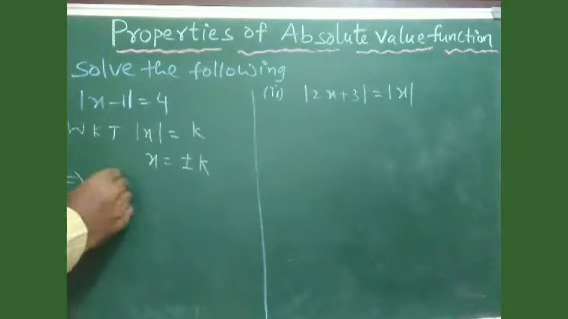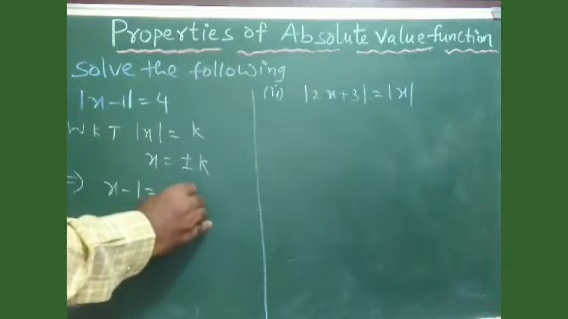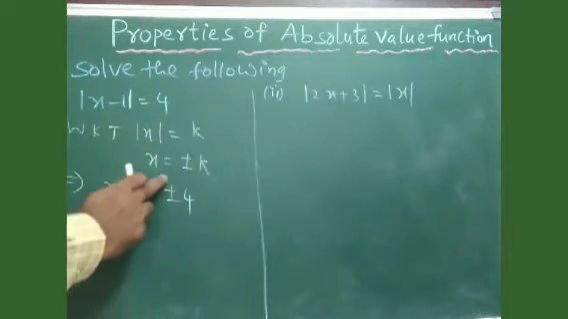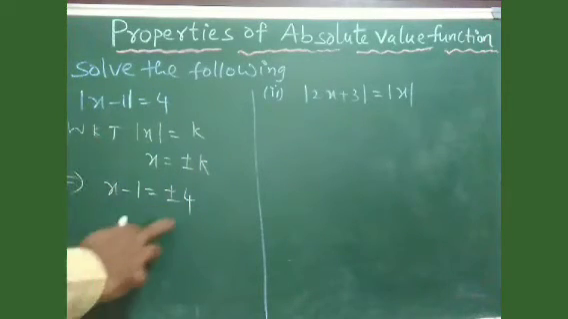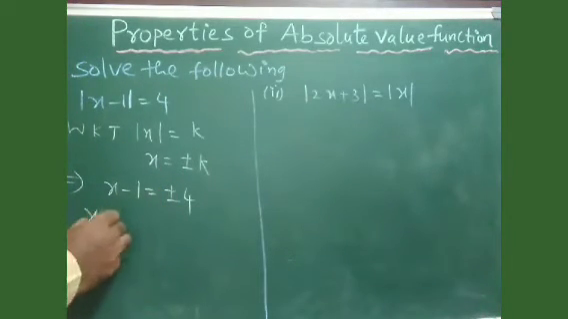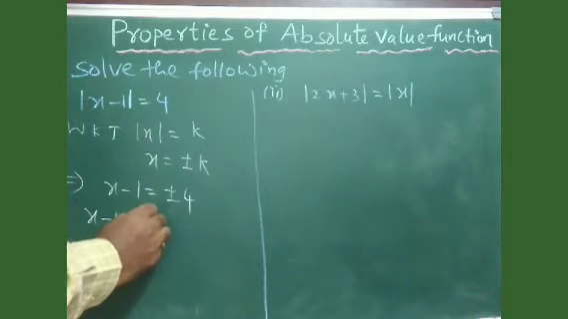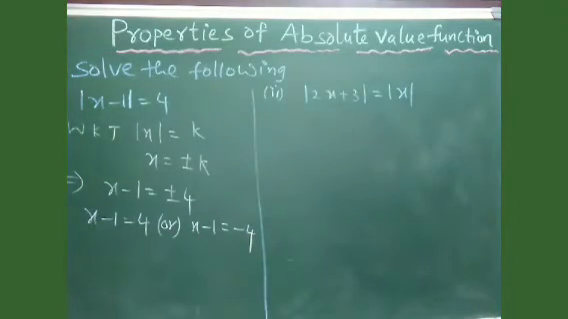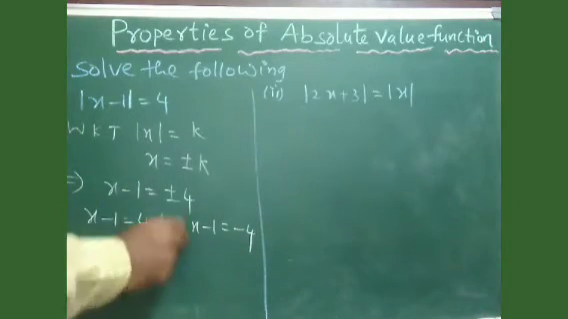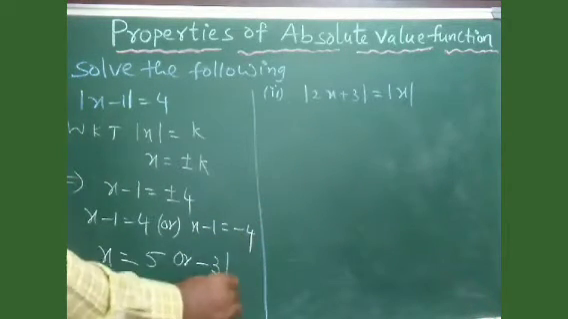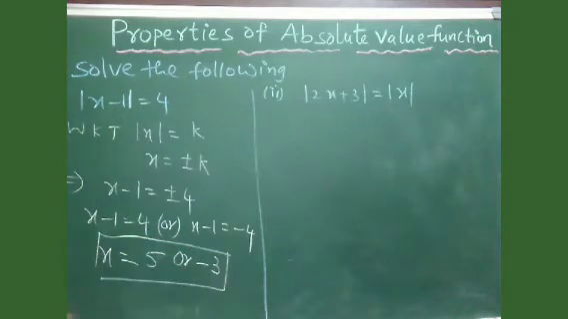Hence I can write it as x minus 1 is equal to plus or minus 4. To be frank, when you take out the modulus, we need to take plus or minus on the other side. Now case 1 with plus 4 and case 2 with minus 4. So that is x minus 1 is equal to 4 or x minus 1 is equal to minus 4. So from this x is equal to 4 plus 1, 5, or from this minus 3. Hence the solution for x is equal to 5 or minus 3.